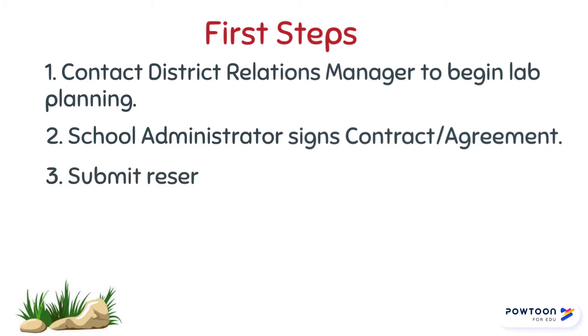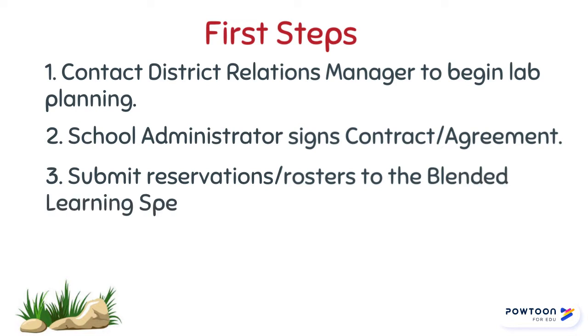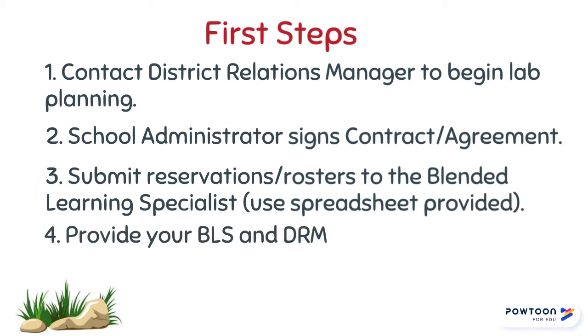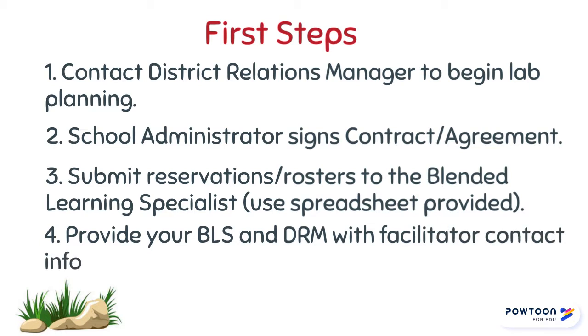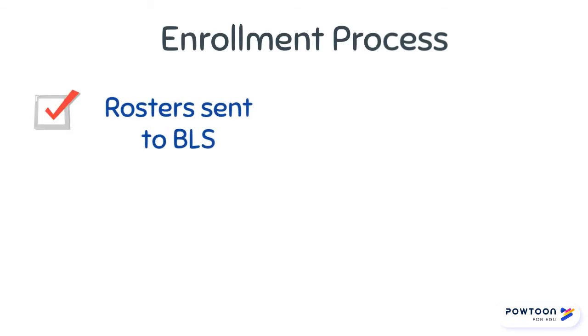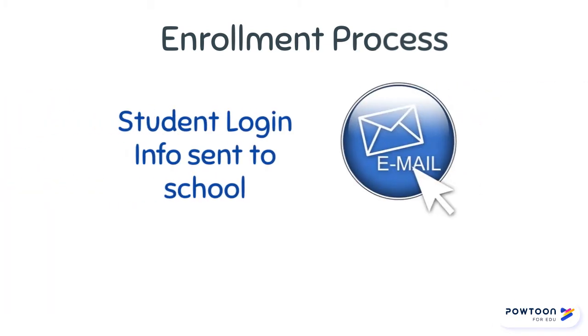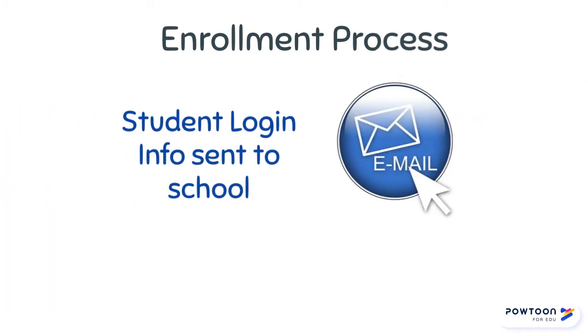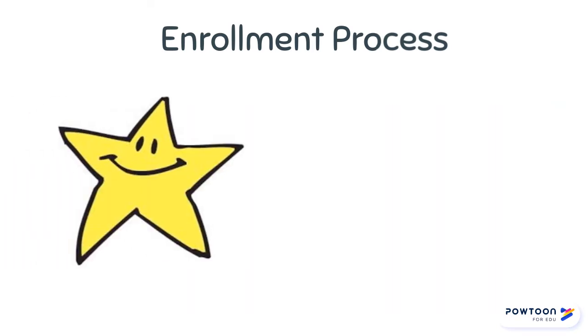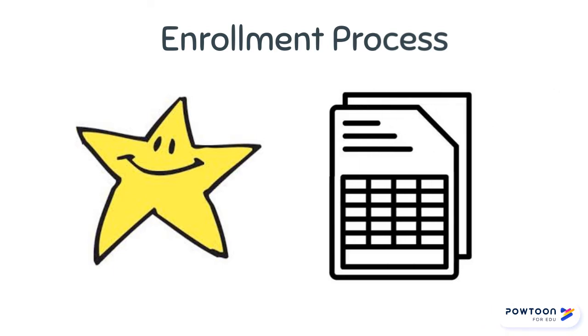Next, you will submit reservations and rosters to your blended learning specialist or district relations manager. You will use the spreadsheet provided for your roster. Then you will provide your BLS and DRM with the facilitator contact information. This includes their email and the lab phone number. Once we receive your rosters and your blended learning specialist registers your students, you will receive login information for each student. Passwords are temporary and may need to be reset when logging in for the first time. Placement times can take 7 to 10 days after rosters are received.